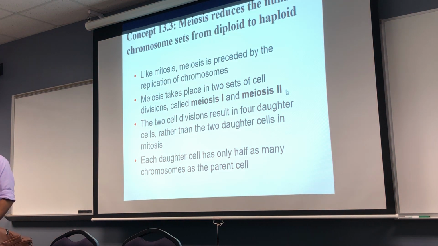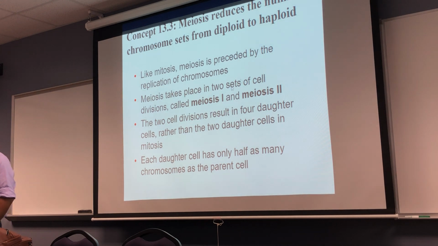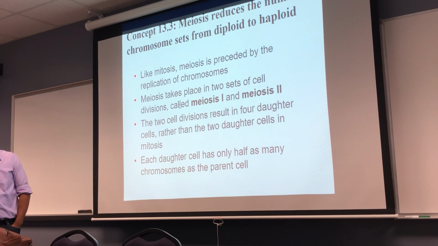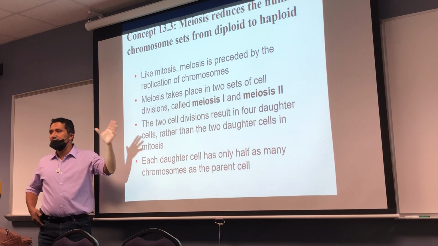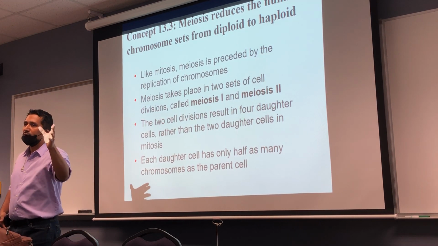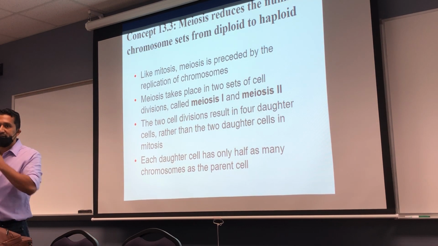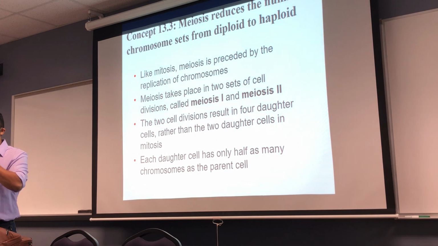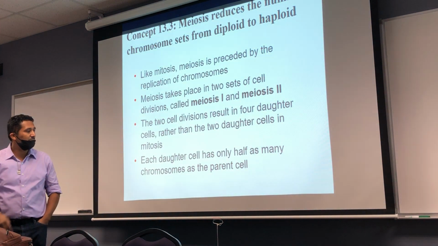But the set of DNA replication will only happen once before meiosis 1, not in between. Okay? So only once. And these two cell divisions result in 4 daughter cells rather than 2 daughter cells as in mitosis. So in mitosis, the result is 2 identical daughter cells. In meiosis, it will be 4 daughter cells that are different from one another and different from their parents. Okay? That is the main key information.